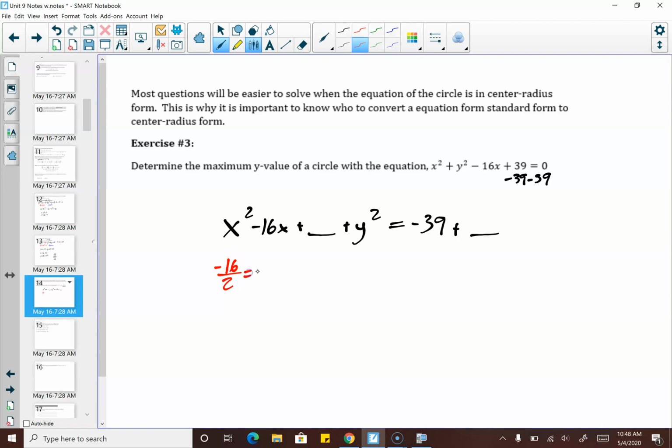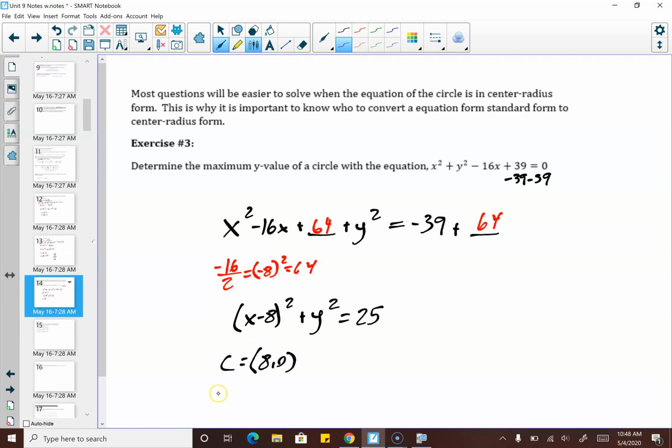Negative 16 divided by 2 is negative 8. Negative 8 squared is 64. So 64 and 64. Again, there's nothing left to do for the y's. So if I write my equation, it's (x minus 8) squared plus y squared equals negative 39 plus 64, which is 25. So let's take a look. We have a center of (8, 0), and we have a radius of the square root of 25, which is 5. So it wants to know the maximum y value.